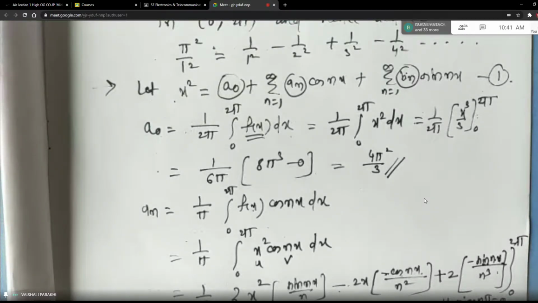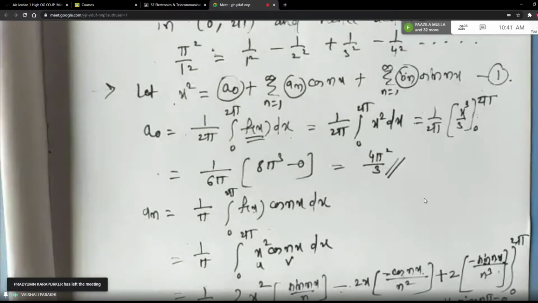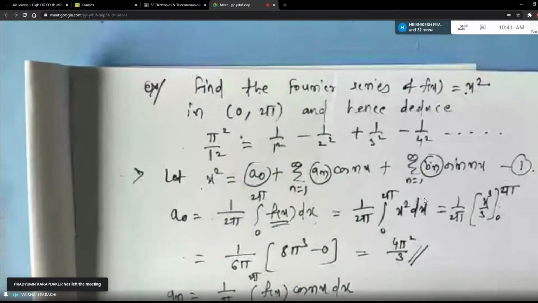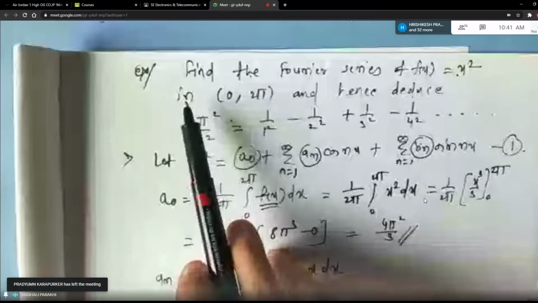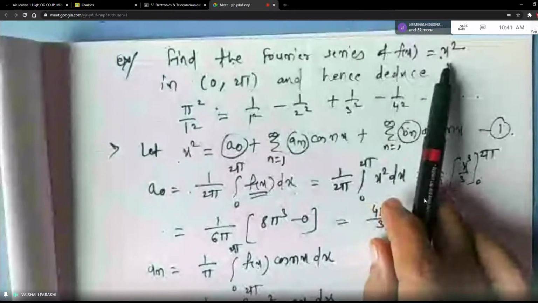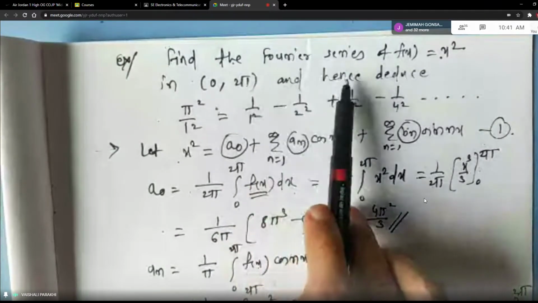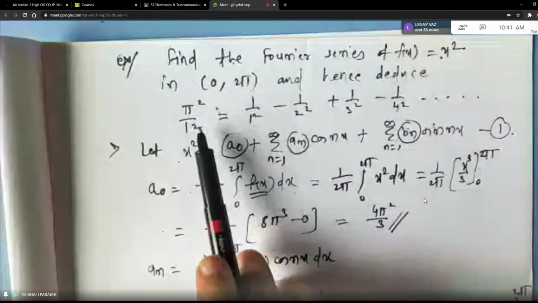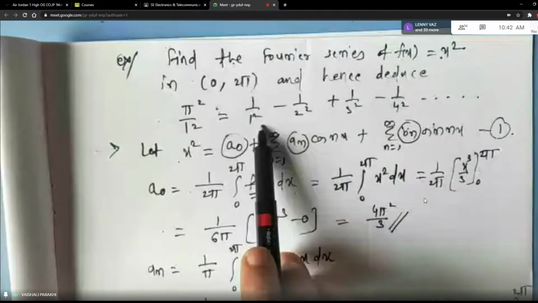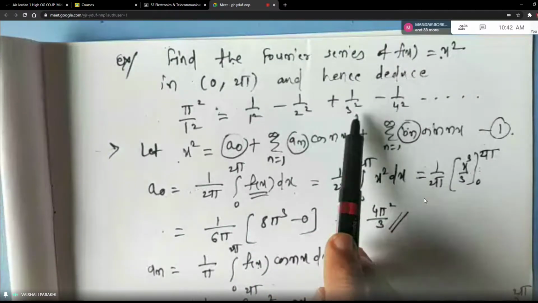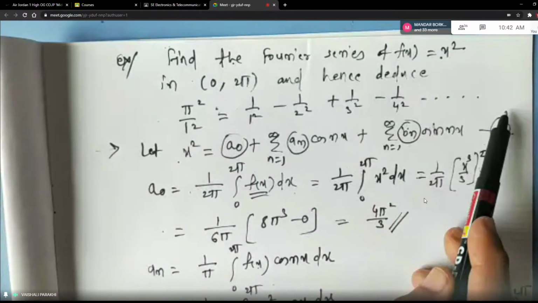Now let me revise this problem which we did last time, which is not complete. The problem was like this. Find the Fourier series for f of x is equal to x square in the interval 0 to 2 pi, and hence deduce that pi square by 12 is equal to 1 by 1 square minus 1 by 2 square plus 1 by 3 square minus 1 by 4 square and so on.